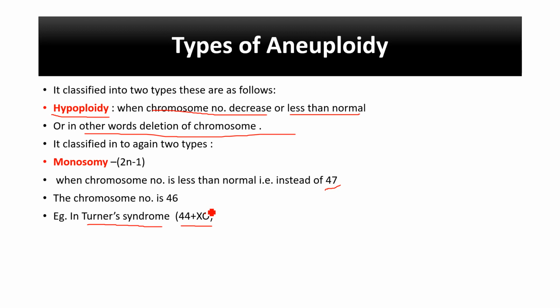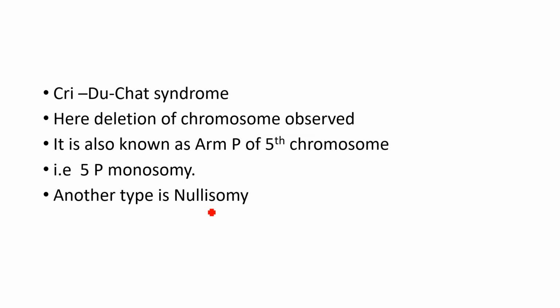Okay, what is it termed? It is termed the monosomy condition. Now see, these are the examples of Cri-du-chat syndrome. Here the deletion of the chromosome is observed, and so it is termed Cri-du-chat syndrome.